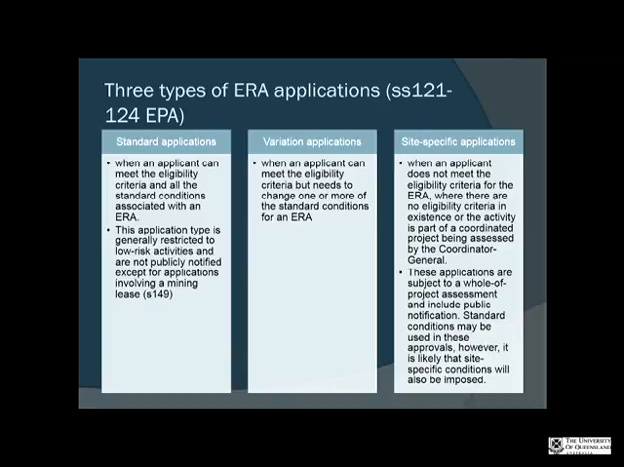Variation applications are where it's still reasonably low risk, but the applicant can't meet all of the conditions of approval that are in the standard conditions. So they are applying to have some of those conditions varied at the same time as they're being approved. And then the third one is your site-specific application. So it's something where it's either so novel that there are no standard conditions of approval, or it's something that they just can't meet those standard conditions of approval. So they're asking for the whole project to be assessed, it's publicly notified, and then they'll get their own custom set of conditions of approval at the end.